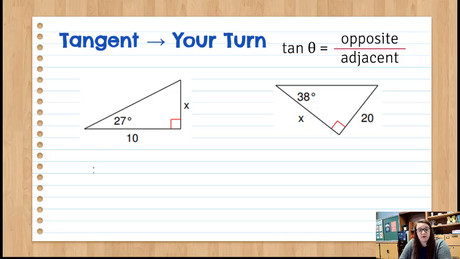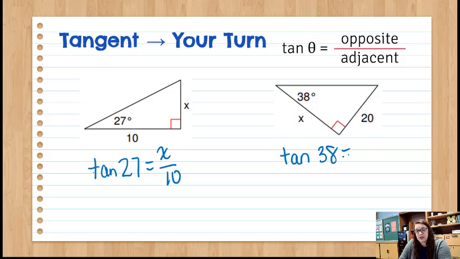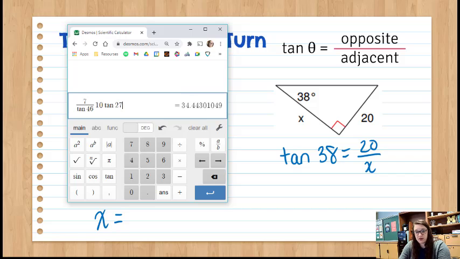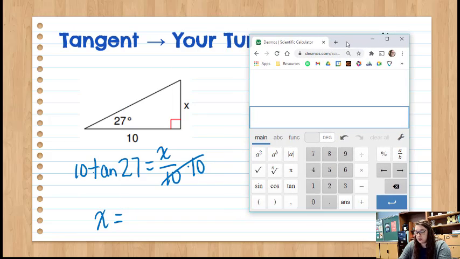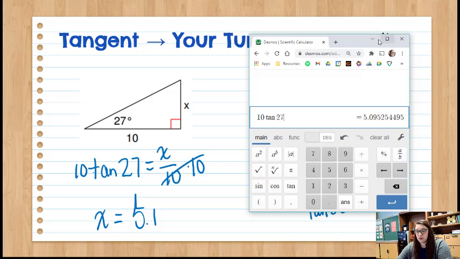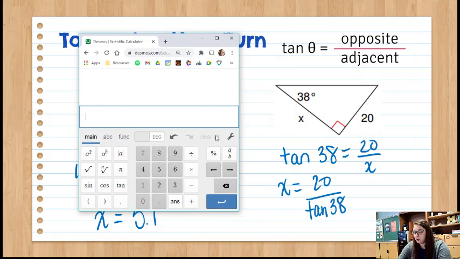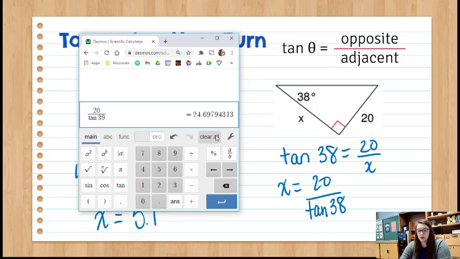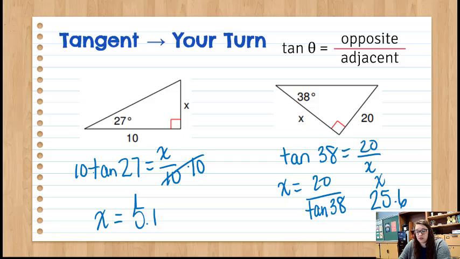All right, hopefully these went well for you. On the first one, you should have tangent of 27 equals x over 10. And this one, you should have tangent 38 equals 20 over x. To solve on this one, we would have multiplied by 10 on both sides. So x is equal to 10 tangent 27, which is 5.1. And the other one, I would have switched places and had x equals 20 over tangent 38, which is 25.6. So there's your two answers to check.